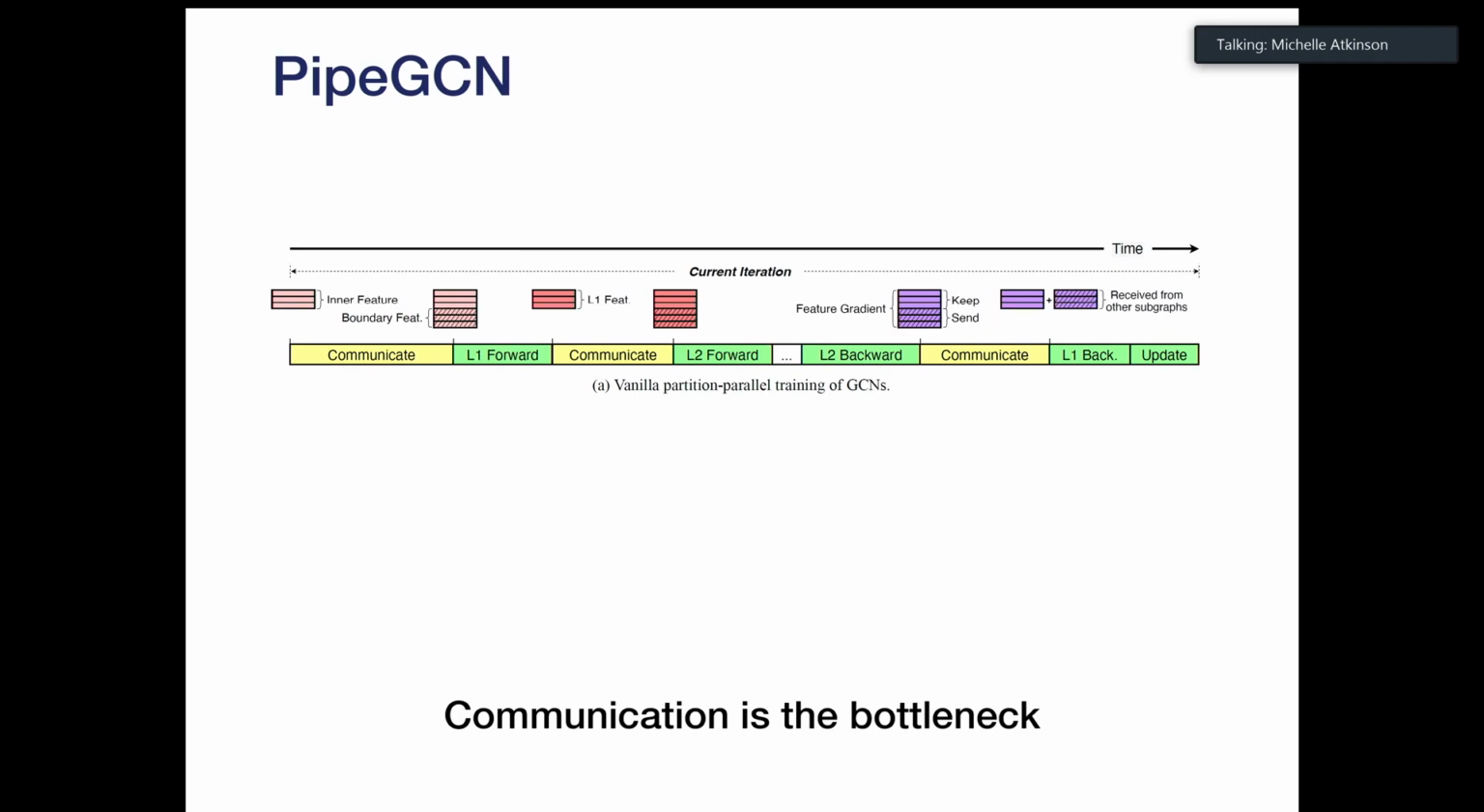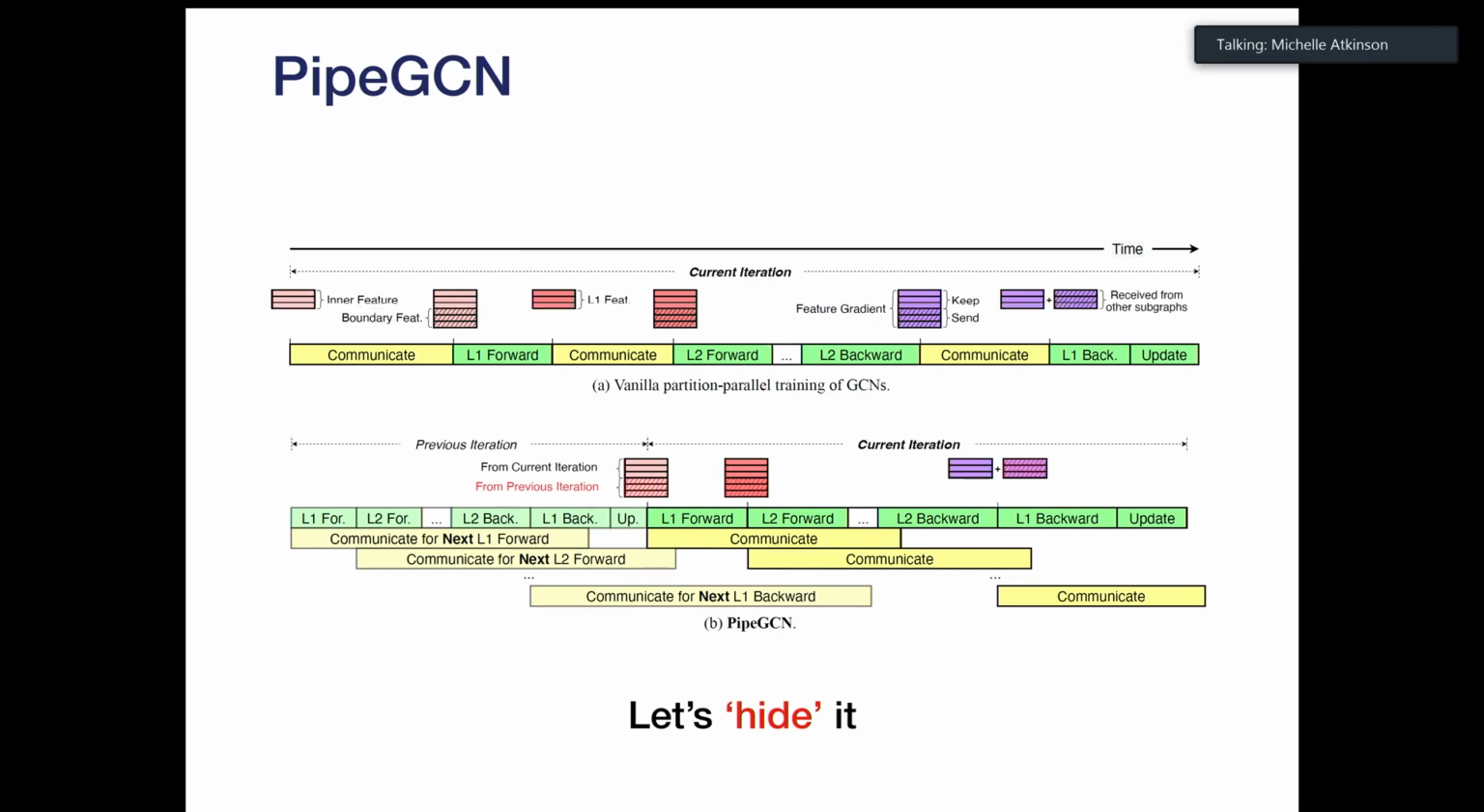As we analyzed in the previous slide, the main bottleneck of distributed GCN training is communication. And our idea is straightforward. Let's hide it. So let's focus on the red text in the second figure. Compared with the original GCN, we do not wait for the boundary features of the current epoch. Instead, we use the features from the previous epoch. And this allows us to perform communication and computation in parallel.